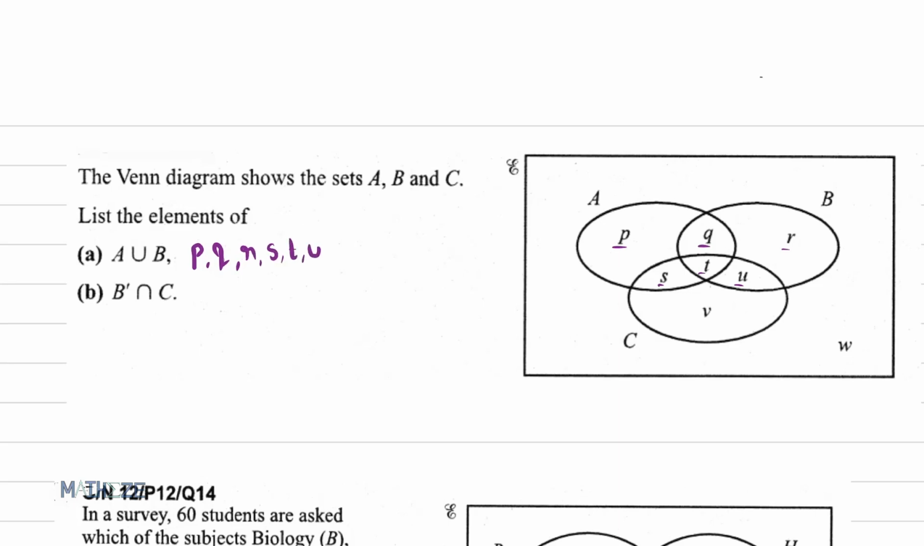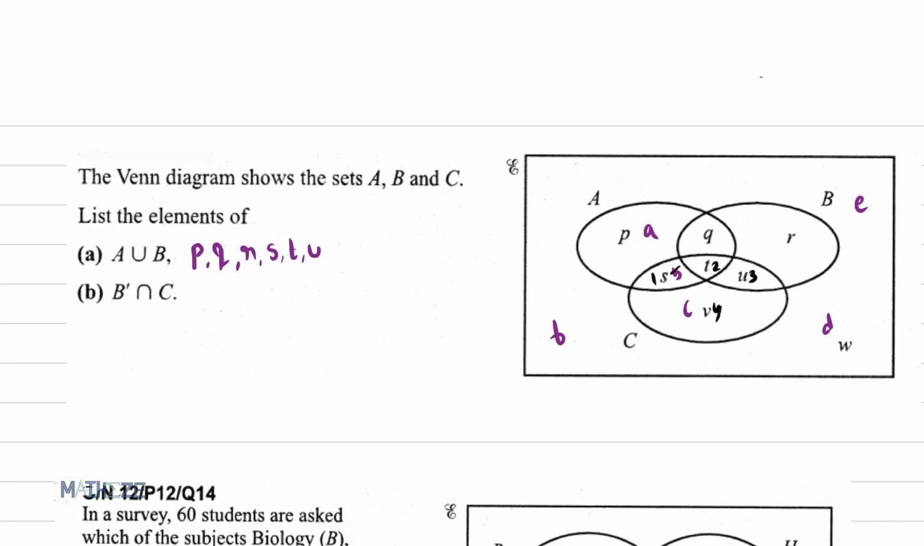B complement intersection C is part B. First of all, identify that area. And how are you going to do that? Recall the shading approach. B complement is written, so write down letters in all the areas of B complement. Then it says intersection C. In C, write down numbers.